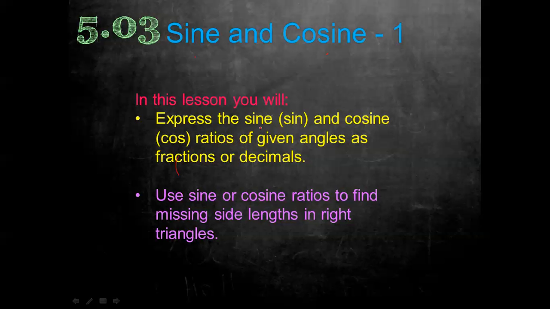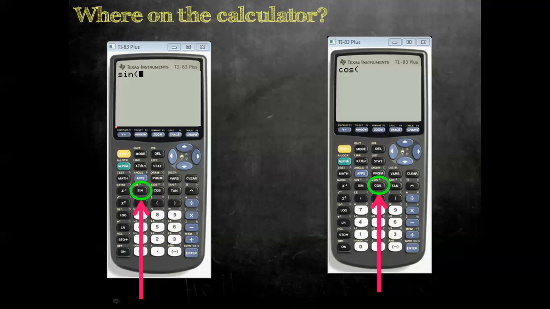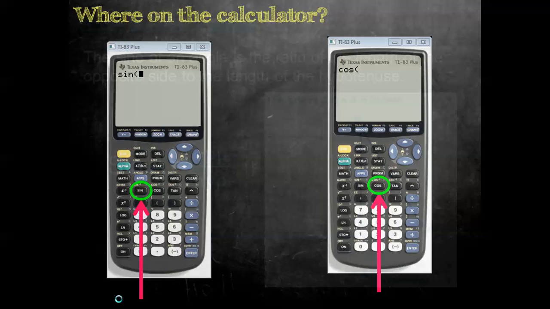In this lesson, we're going to express sine, and on your calculator it's S-I-N, and cosine, and on your calculator it's C-O-S. We're going to express the sine and cosine ratios of given angles as fractions or decimals, and then use sine or cosine ratios to find missing lengths in right triangles. What we're going to do here is exactly what we've been doing with tangents, only now we're going to use sine and cosine. Sine is here on your calculator, and then cosine is here. So it's sine, cosine, and then tangent. They're all three here together because they all basically perform the same function. It just depends on the information that you have been given.